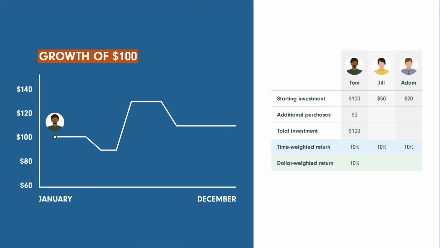Jill and Adam both made transactions. Jill bought the dip because she was able to buy at a lower price than her original investment. We should expect her dollar-weighted return to be greater than time-weighted return. Adam is on the flip side. He purchased additional shares at a much higher price before the stock declined. As we can see, Jill's smart decision to buy more helped her experience the greatest dollar-weighted return without investing any more money than Tom or Adam did.